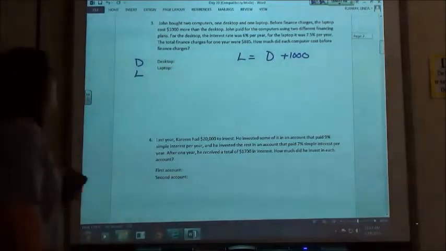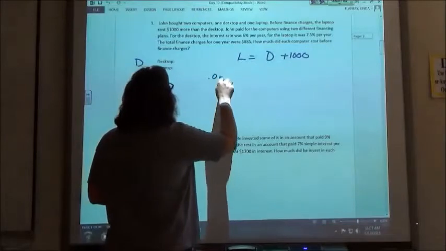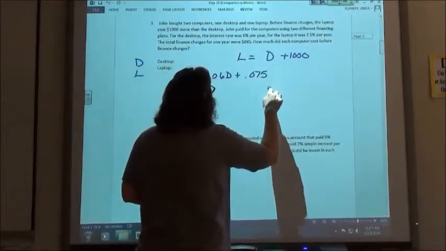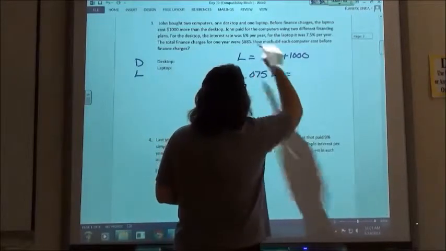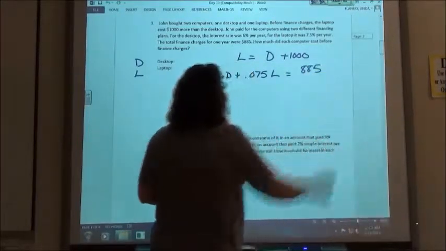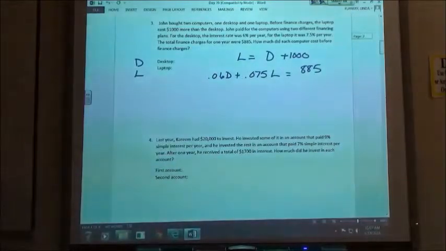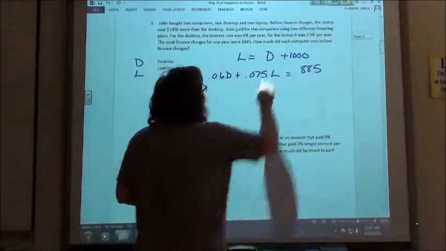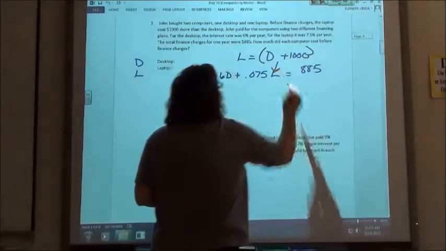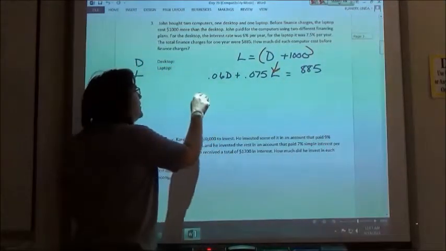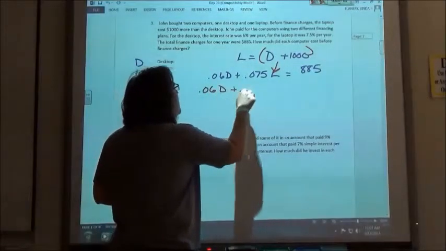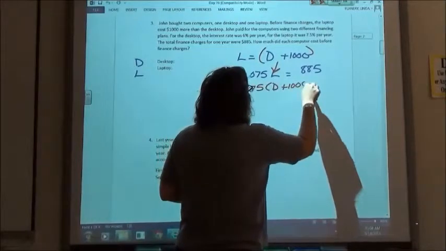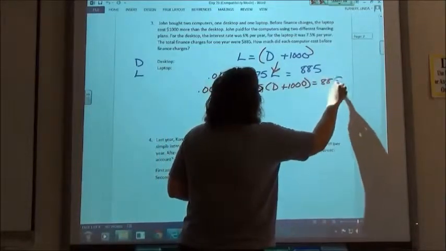We have 2 different finance plans, 6% on the desktop and 7.5% on the laptop. Total finance charges $885. So again, solving by substitution, we are going to replace the L with D plus 1,000. So 0.06D plus 0.075 times D plus 1,000 equals my 885.